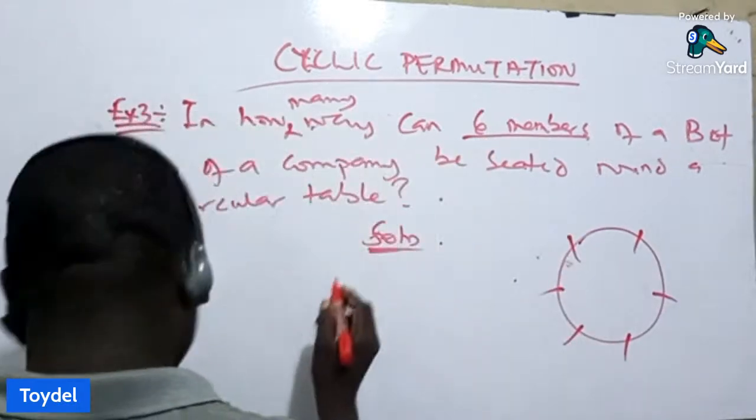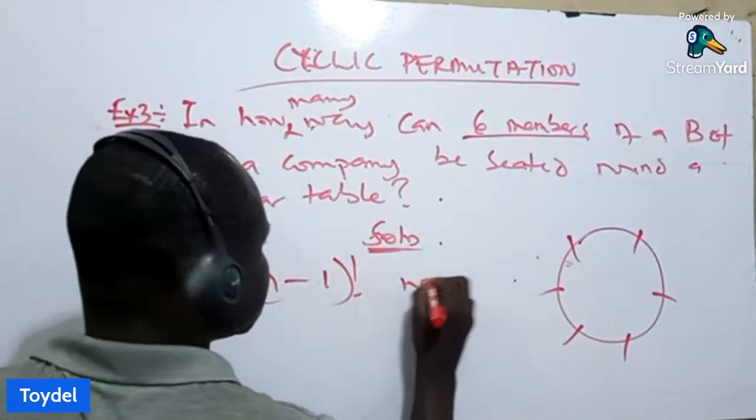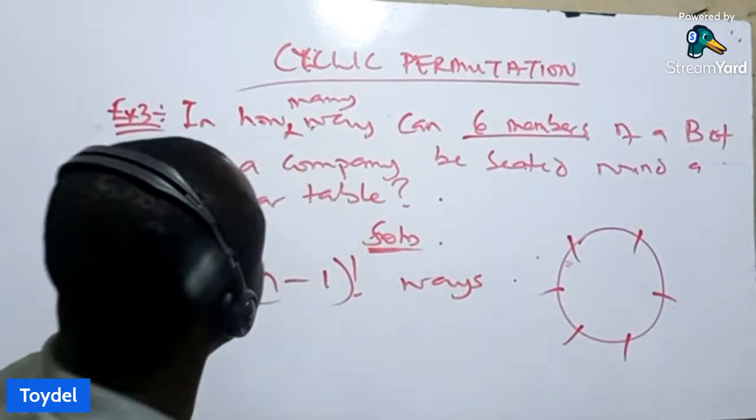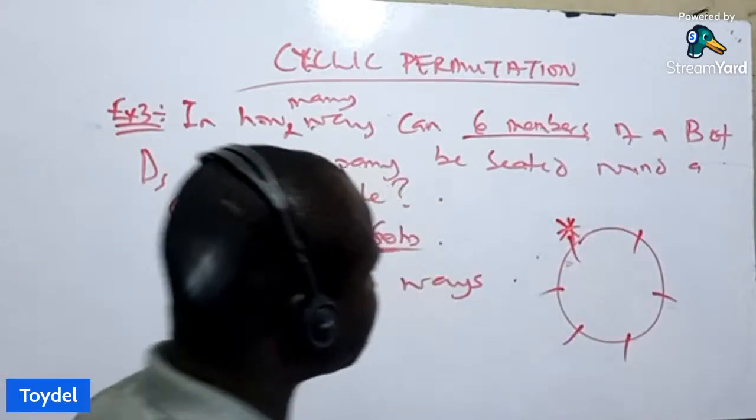So we are going to have, in how many ways? We are going to have n minus 1 factorial ways, because for us to be able to get the number of ways, we have to fix a point. We must have a starting point. We have to fix one point.